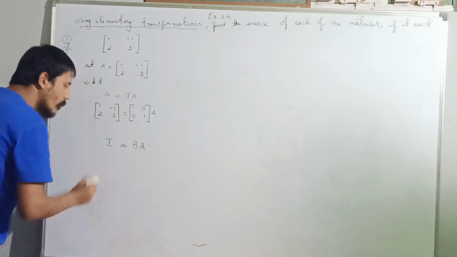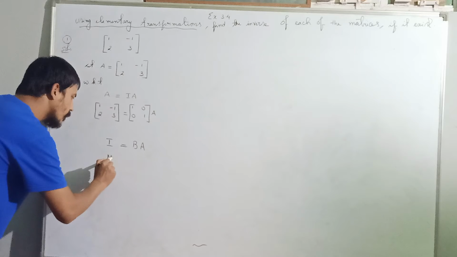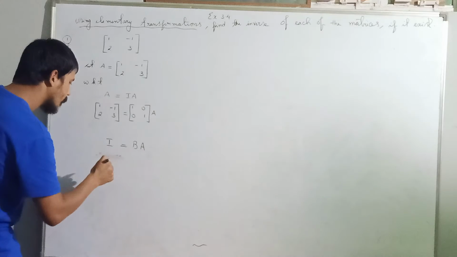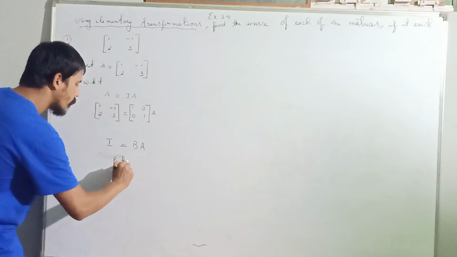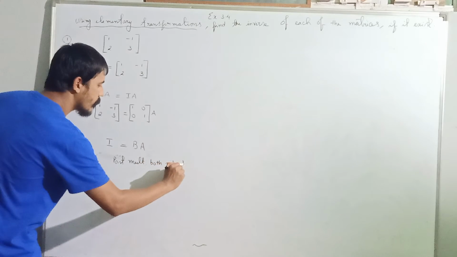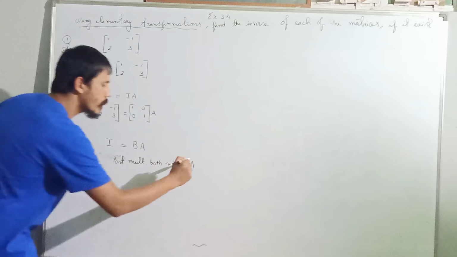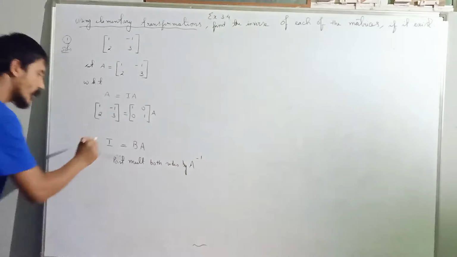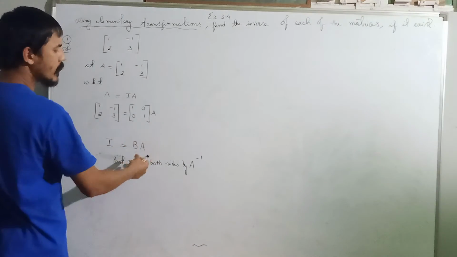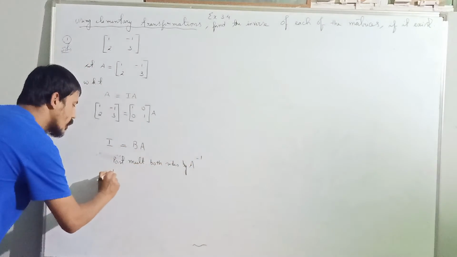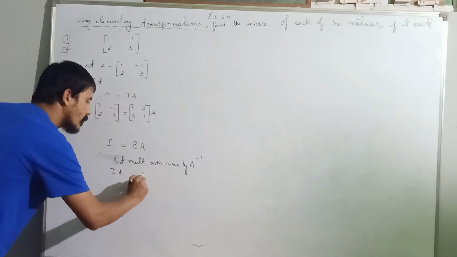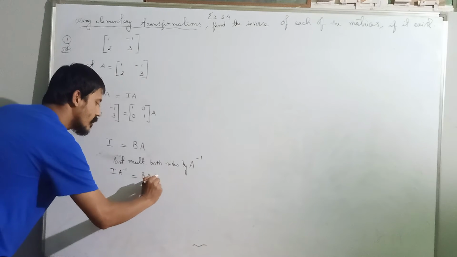So in that case, what you can do is post-multiply both sides by A inverse. Post-multiplying is a bit higher mathematics. Let's say that A inverse is the inverse of A. If I post-multiply both sides by A inverse, then what happens? I times A inverse is equal to BA times A inverse.